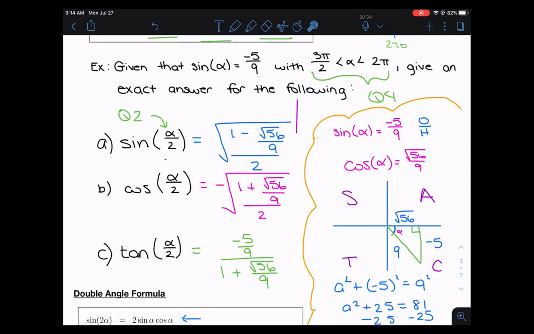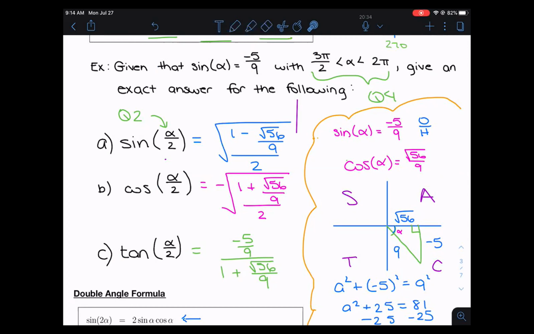Can we use sine squared alpha plus cosine squared alpha instead of the triangle? There are different ways of doing this. If you know of a different way and you are able to find the correct answer, great. Honestly, I have not seen it done with sine squared alpha plus cosine squared alpha, but it works. I just tried it now. I haven't done it that way.